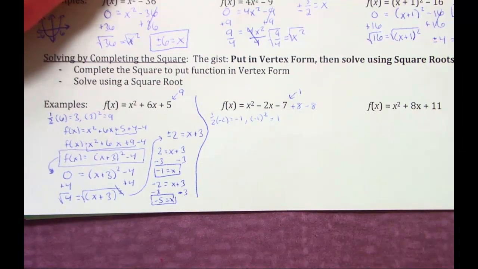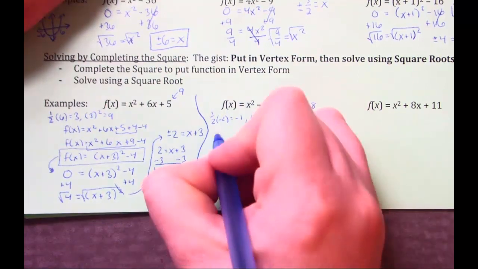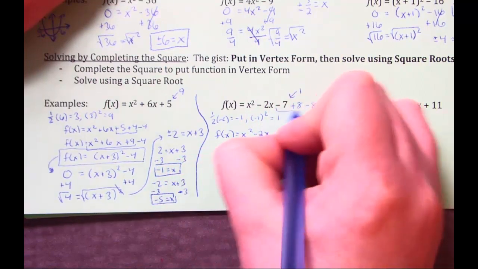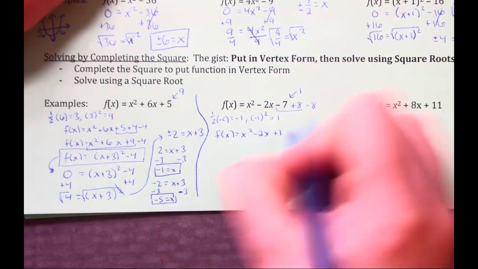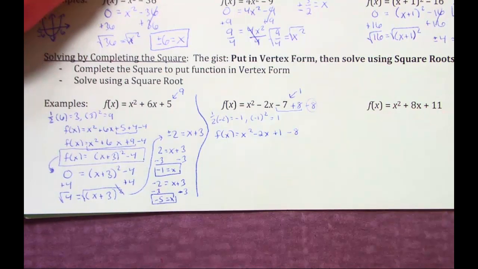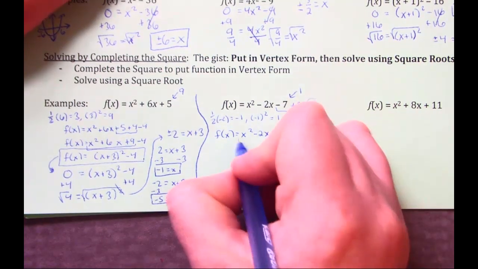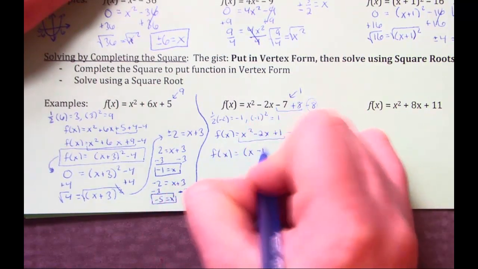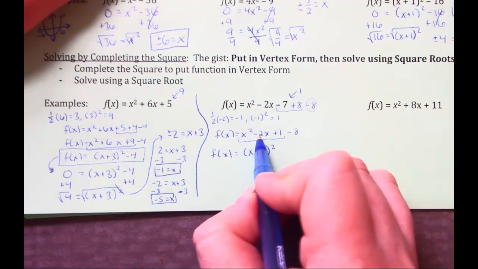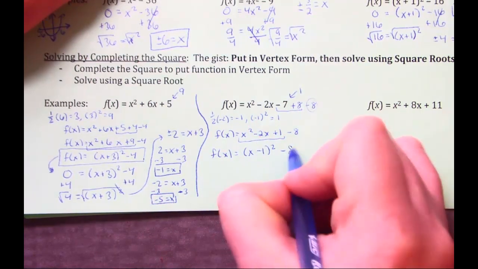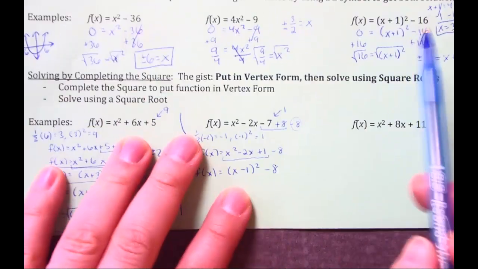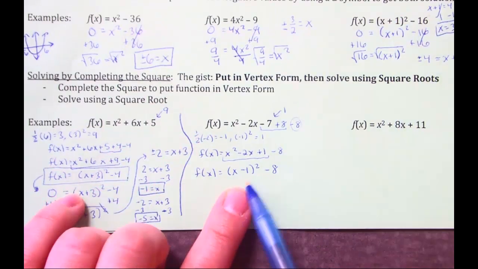So now we have f of x equals x squared minus 2x. That's the 1, so plus 1. And then we have the minus 8 on the end. So this is now our perfect square. So we have x minus 1 squared, and this number is always just half of that number, minus 8. And now that it's in vertex form and looks like this, we can just solve it using square roots.